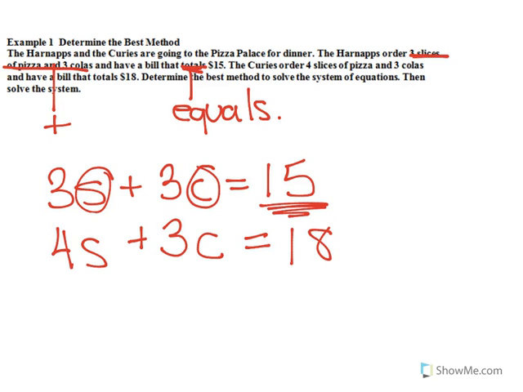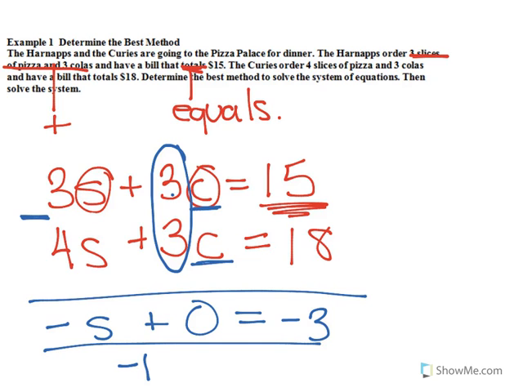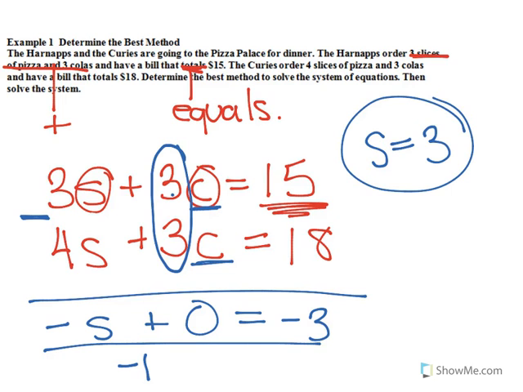Okay, so we have our 2 equations, and as I mentioned in the previous video, given that the coefficient of one of the variables, in this case the c, are equal, we want to use elimination with addition or subtraction, in this case subtraction, in order to cancel out the 2 3's. So if we subtract the bottom equation from the top equation, we get negative s plus 0 is equal to negative 3. If we divide both sides by negative 1, we get that s is equal to 3. So we got the price of the slice of pizza.